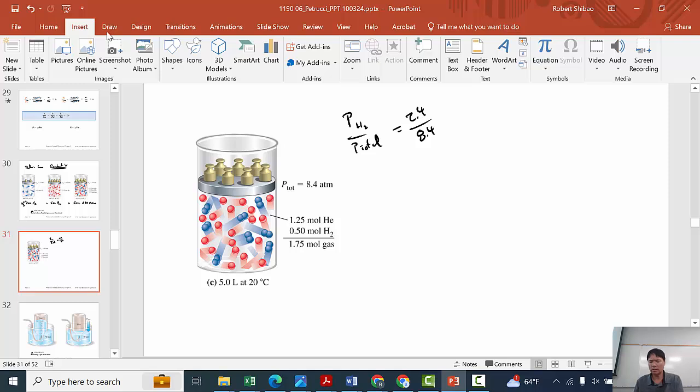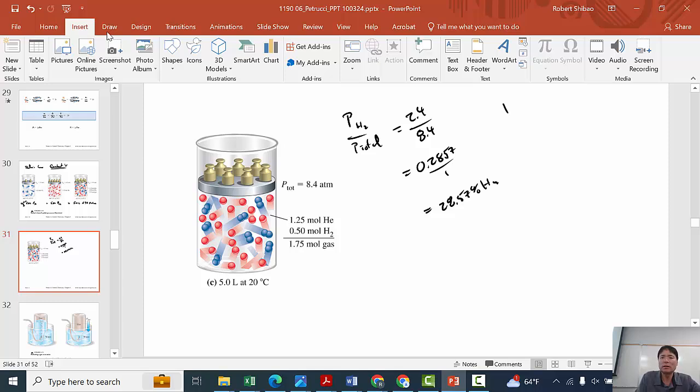So I'm going to punch that in my calculator. 2.4 divided by 8.4 gives me a pressure fraction of 0.2857 in decimal form, 0.2857 over 1. I'm only allowed 2 sig figs, but I'm carrying extra, which is going to give me a percentage of 28.57% hydrogen.